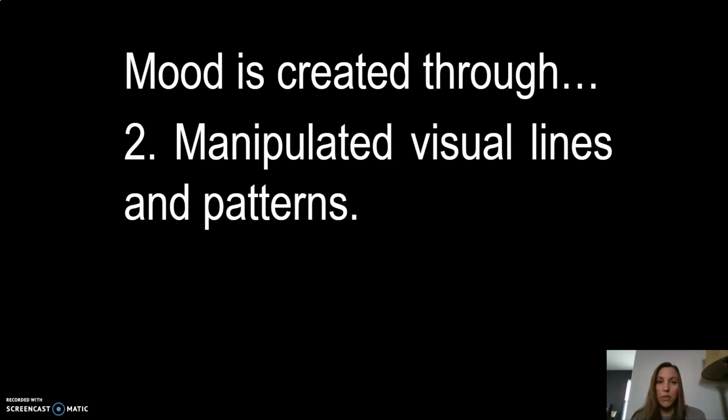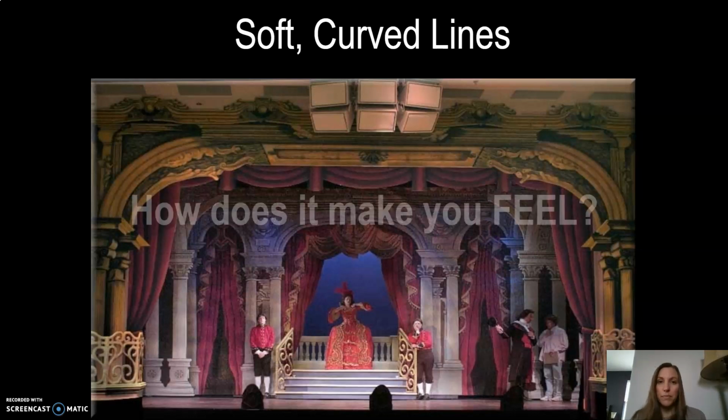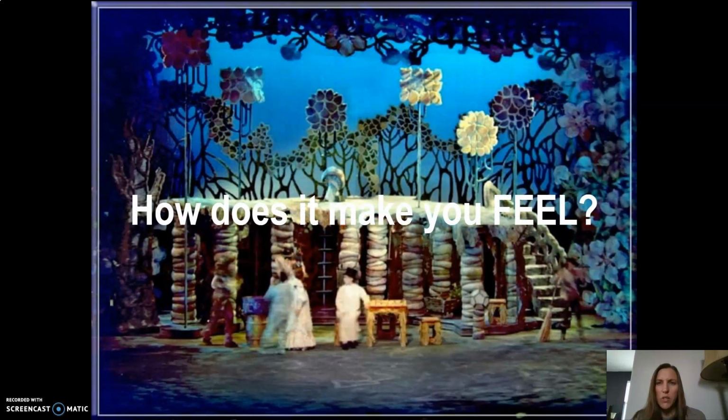Next, mood is created through manipulated visual lines and patterns. So when you're thinking about the lines and the patterns in your set design, I want you to note that soft curved lines might make us feel different than a harsh jagged line. So this makes me feel invited, warm, welcomed. This one here has some different types of lines, right? They're squiggly, they're playful. So I'm feeling childish, I'm feeling playful, I'm feeling maybe magical or mystical.